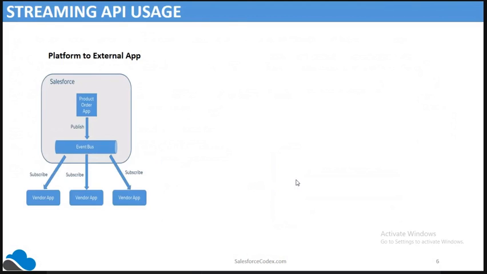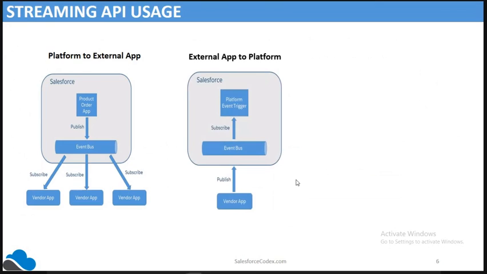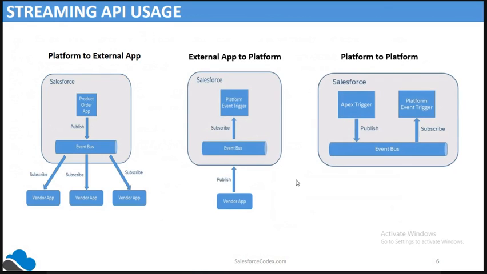Where can we use streaming API? Wherever integrations require a publisher and subscriber concept, maybe from the platform to an external system, from an external app to the Salesforce platform, or within the platform, platform to platform. If there is a concept of subscriber and publisher, then we can utilize all those concepts. We can notify and subscribe using a third party and Salesforce, and vice versa also.